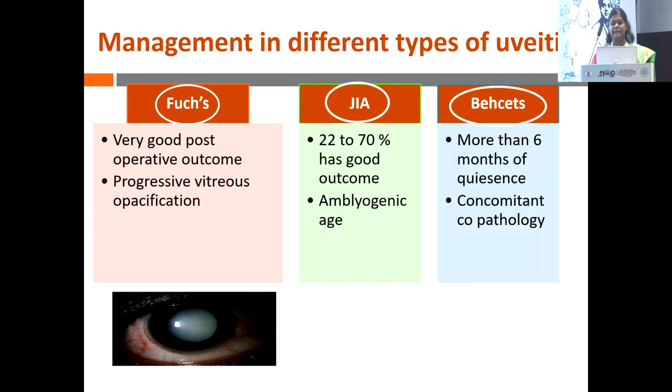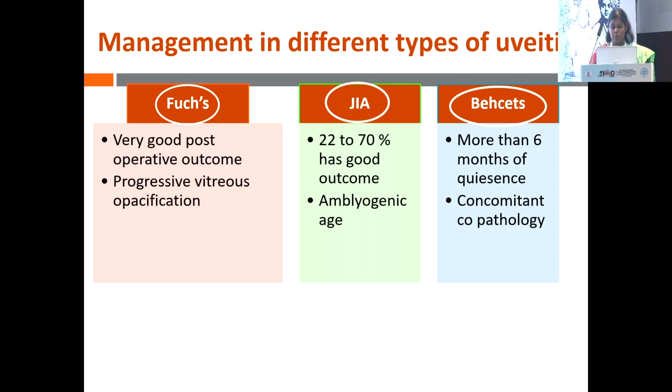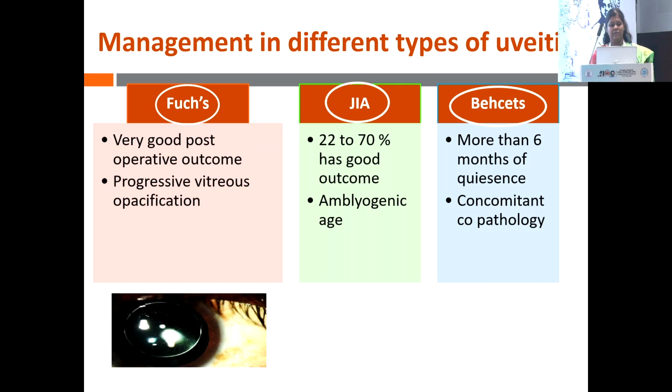As we said earlier, management is different in different types of uveitis. For example, we have Fuchs uveitis. These are patients who have good postoperative outcome, so you need not even wait for 3 months. Usually we say Fuchs and lepto, you need not wait for 3 months of quiescence. You usually get a very good postoperative outcome. The most common complication is vitreous opacification, and if it is progressive, you can go ahead and do cataract surgery and pars plana vitrectomy in this patient.